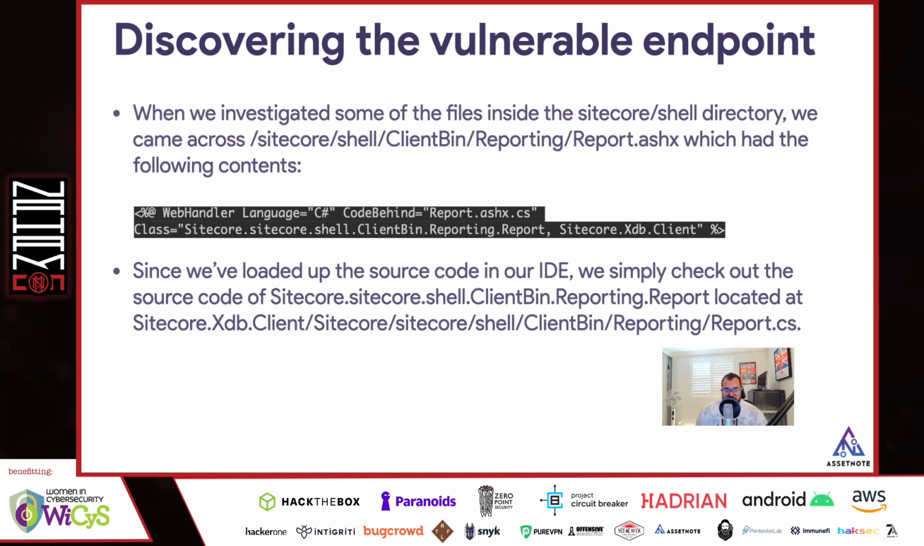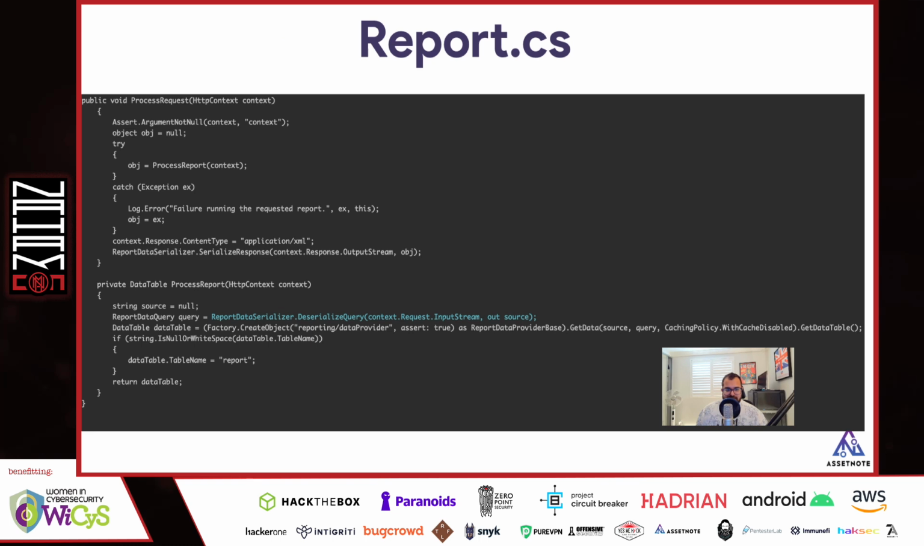Discovering the vulnerable endpoint was pretty interesting because inside one of these folders I found a file called Report.ashx, and it had the following contents. It basically just referred to a C# file called Report.ashx.cs. And since we've loaded up all of our source code into our IDE, we can check that source code simultaneously while looking at this ASHX file. So we found that the source code was located in this directory called Report.cs, and we opened it up. This is what Report.cs looked like.